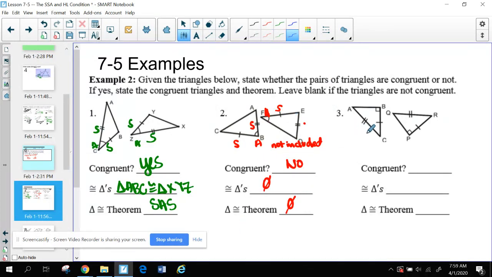Take a look at 3. 3, we want to pick out that these are right triangles, and we have the hypotenuse across from the right triangles, so we would say yes. Right? We know these are congruent by what we just talked about with the HL theorem. And so I can say that triangle BCA, if I call it triangle BCA to follow the correct order, it'd be PRQ for the second triangle.